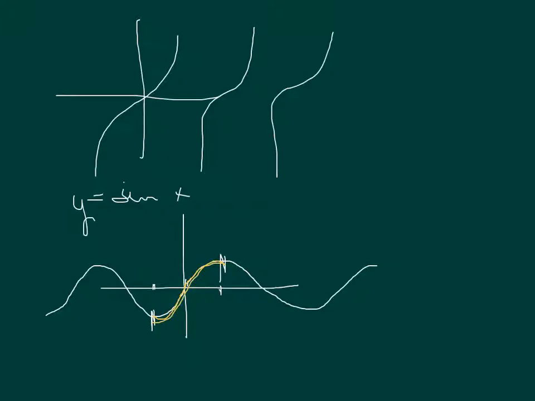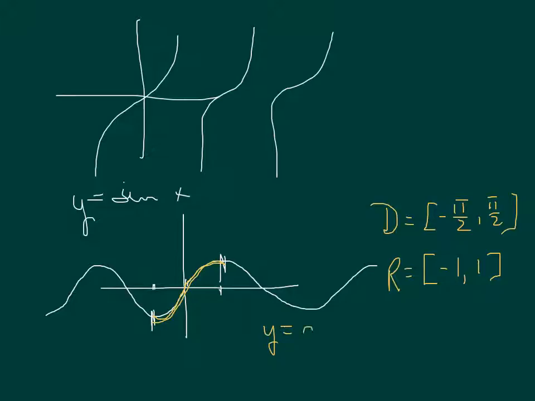So we said that if we restrict our domain to negative pi over 2 to pi over 2, what's our range? Negative 1 to 1. And so for the inverse function, for y equals the arc sine of x, the domain is negative 1 to 1, and the range is negative pi over 2 to pi over 2.